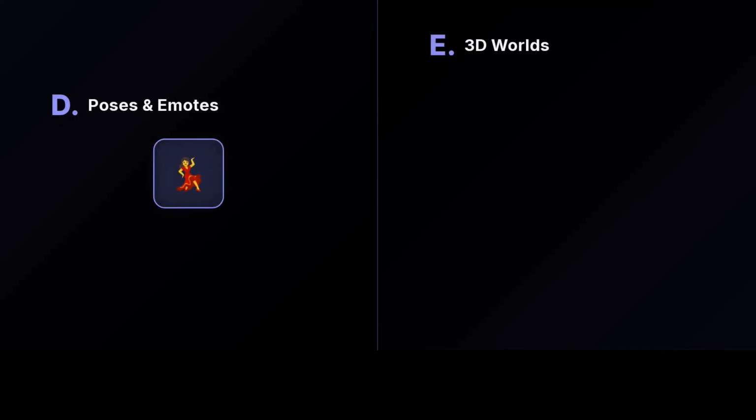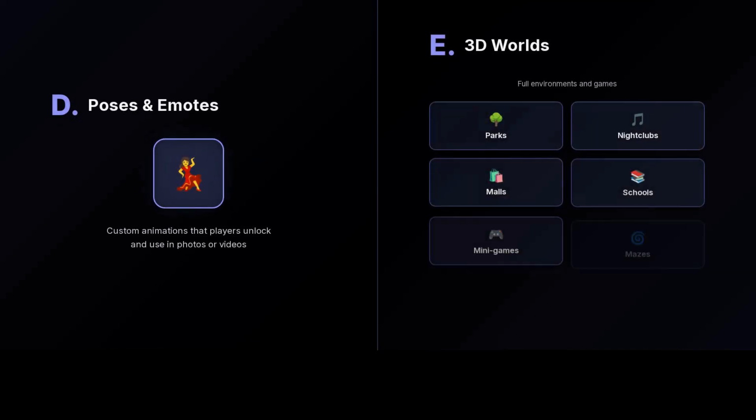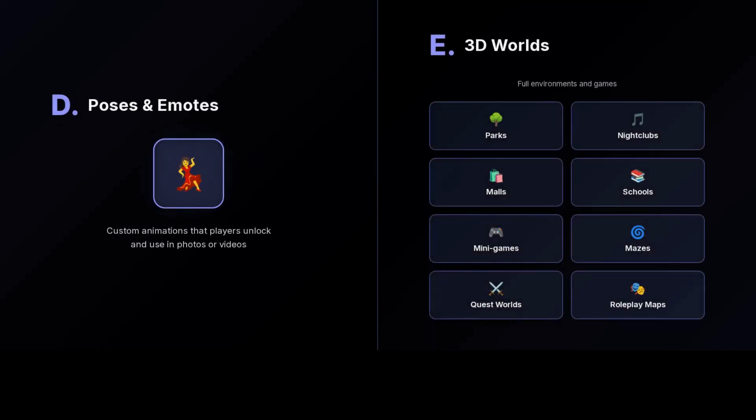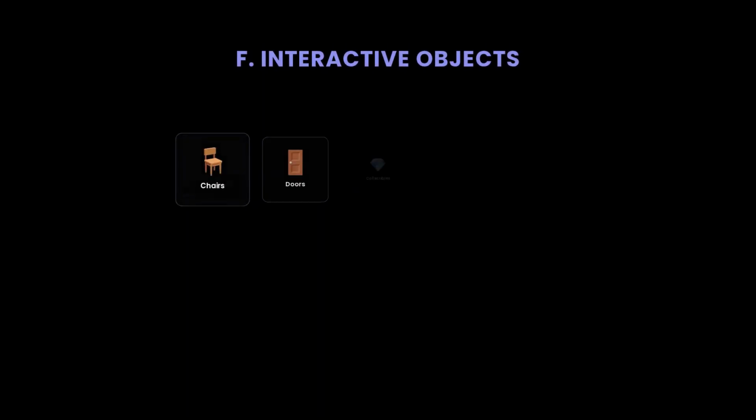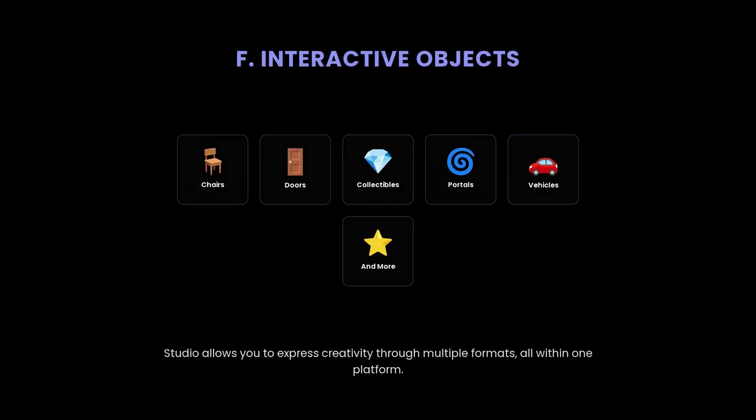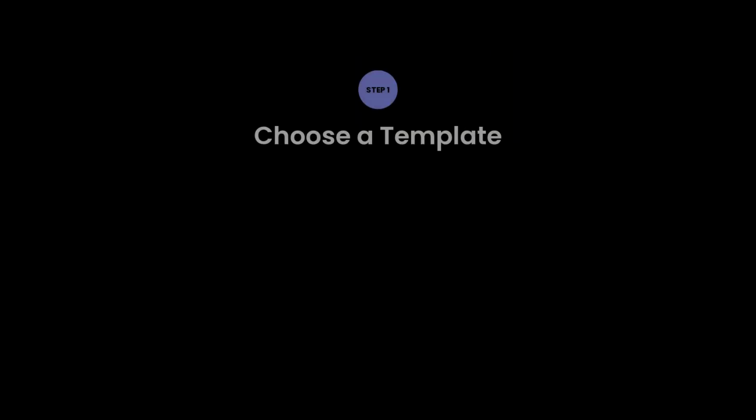D. Poses and emotes, custom animations that players can unlock and use in photos or videos. E. 3D worlds, full environments and games such as parks, nightclubs, malls, schools, mini-games, mazes, quest-based worlds, role-play maps. F. Interactive objects, chairs, doors, collectibles, portals, vehicles, and more. Studio allows you to express creativity through multiple formats, all within one platform.